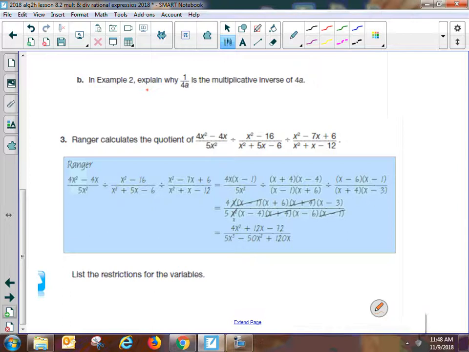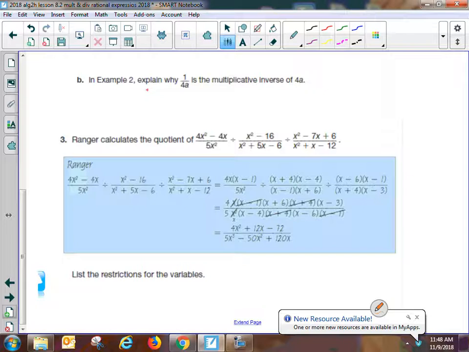That was their step one. So they took the x squared minus 16 and wrote x plus 4, x minus 4. The first term, he factored out a 4x. In the denominator of the second term, they wrote x minus 1, x plus 6. Then these last two terms, the last term numerator, denominator, they factored.